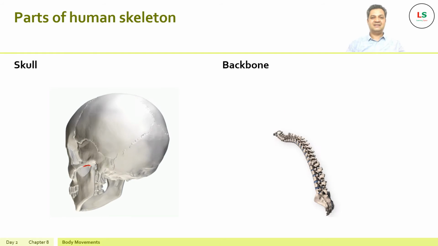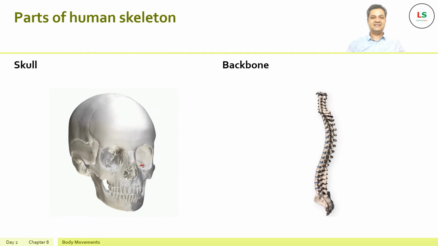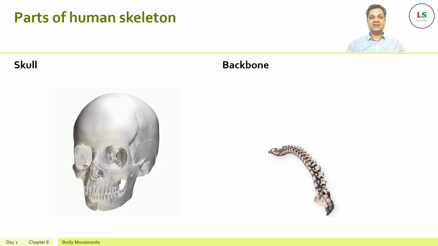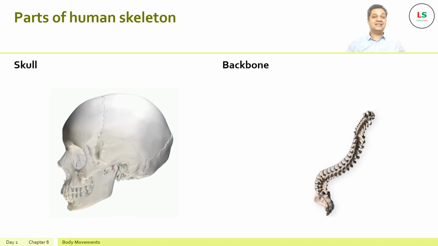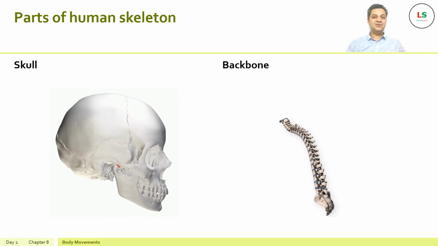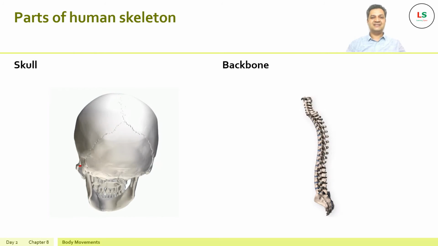Backbone. It starts from the base of the skull and ends in the pelvis. Backbone is also called spine or vertebral column. It is strong and quite flexible. It is made up of 33 bones called vertebrae. Each vertebrae has a hole in the center through which the spinal cord passes.